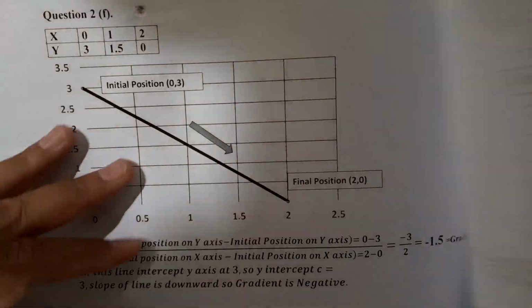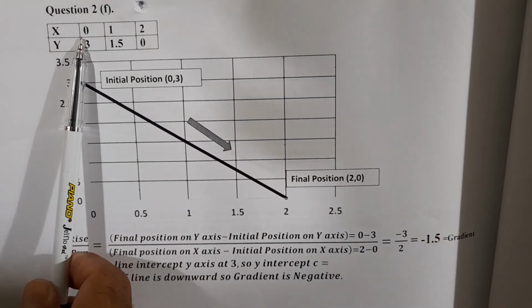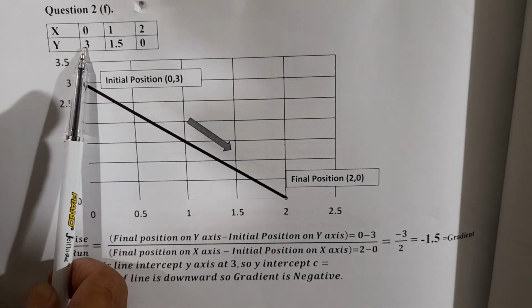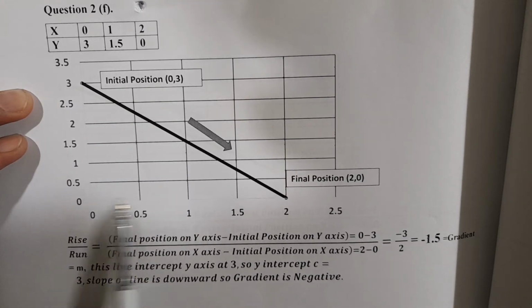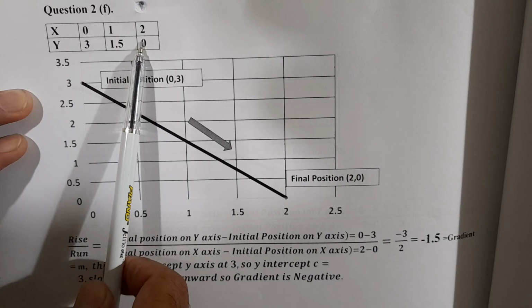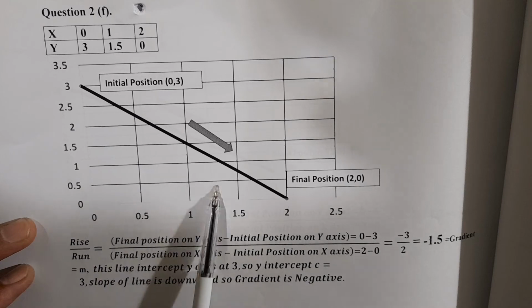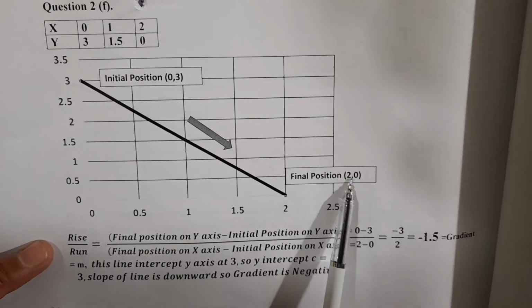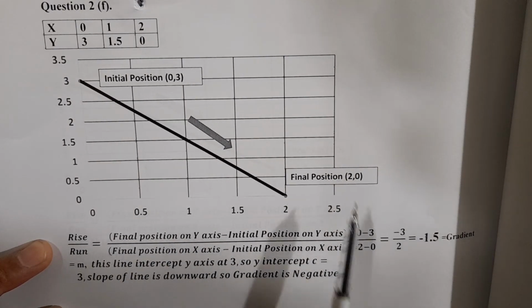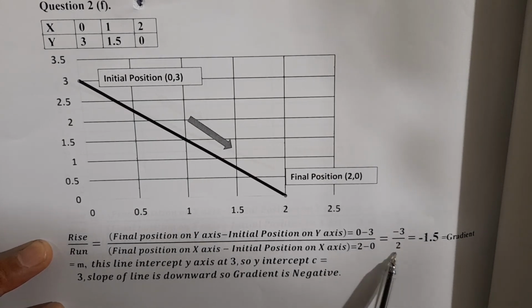Moving to question number 2, part F. Initial point is 0 and 3, that is 0 on the x-axis and 3 on the y-axis, and final position is 2 and 0, that is 2 on the x-axis and 0 on the y-axis. So rise divided by run is gradient. So 0 minus 3 divided by 2 minus 0. 0 minus 3 is minus 3, 2 minus 0 is 2. So minus 3 divided by 2 is minus 1.5 gradient.